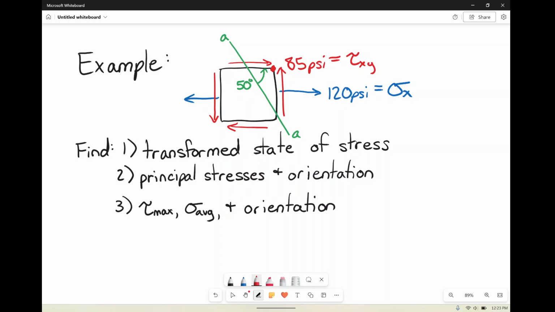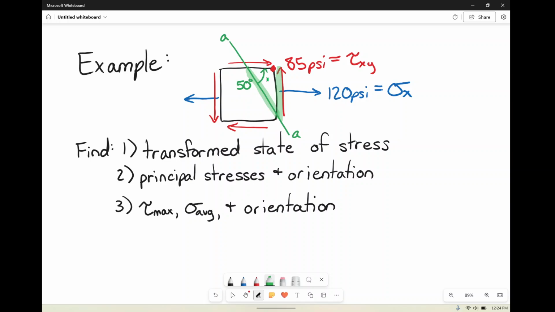So positive and positive. And then you can see here that we're going to have a surface, AA, and that's going to be 50 degrees. You can see that rotation there is 50 degrees. So step number one, what we want to do is find the transformed state of stress. So we want to actually find it if you were to rotate this thing. And surface AA would then be this one right here, so our new x direction.